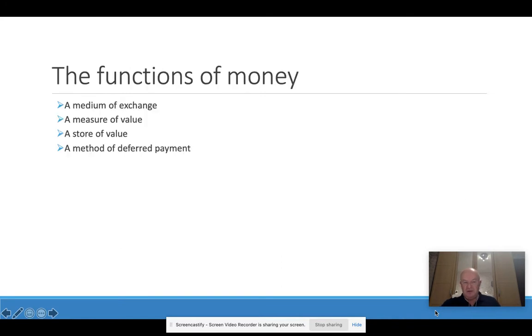Okay, so functions of money then. 4 things really. 1, it's obviously a medium of exchange. Number 2, it's a measure of value. Number 3, it's a store of value. And number 4, it's a method of deferred payment. And if you go back into the history of money, before we had money and before we valued money in the way that we do, then obviously it was very much a bartering process that was involved. But the key areas are, as mentioned there, the 4 key areas that are covered on page 3 in your booklet.